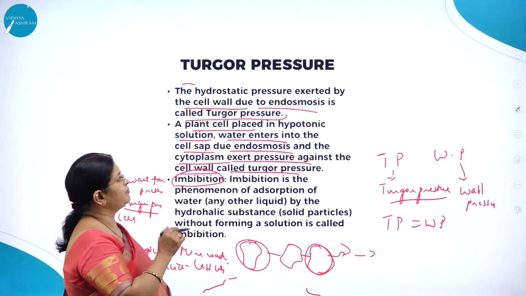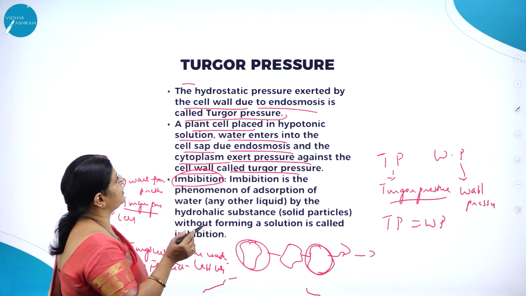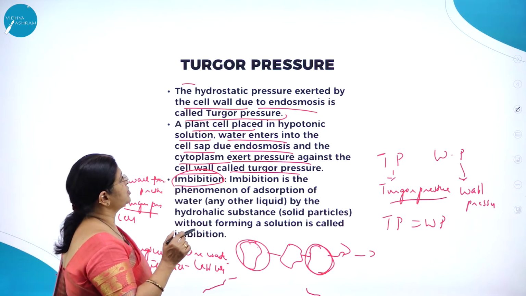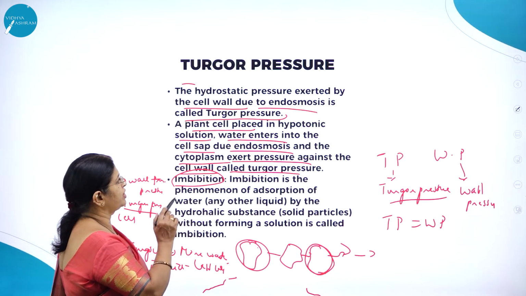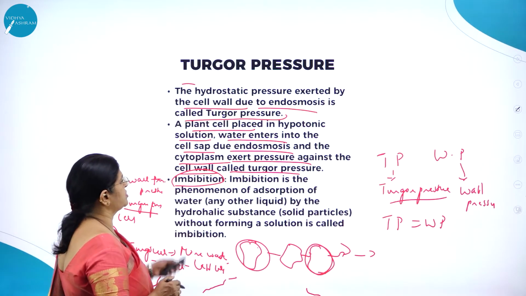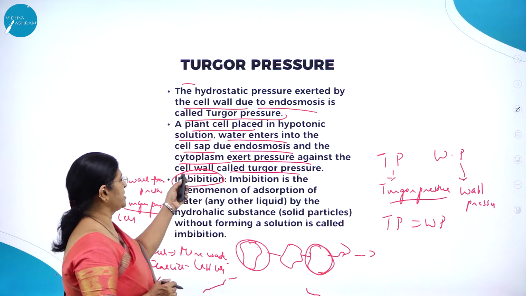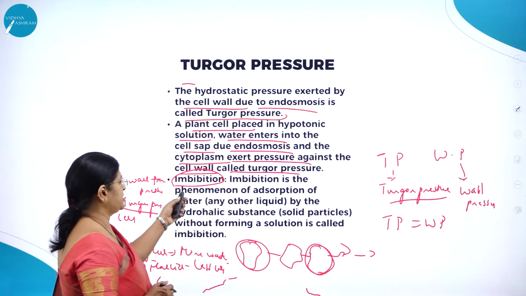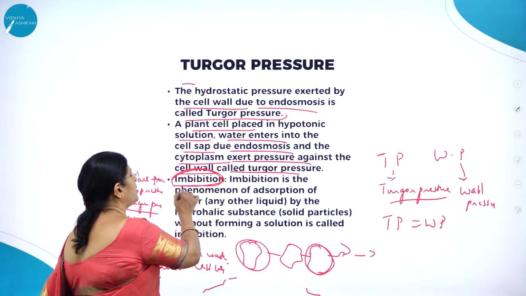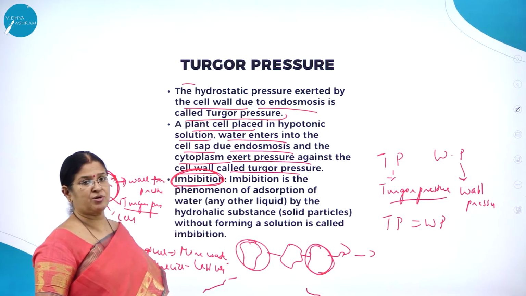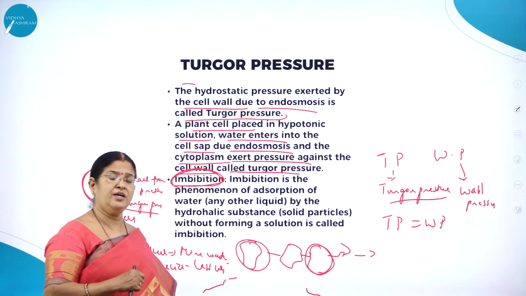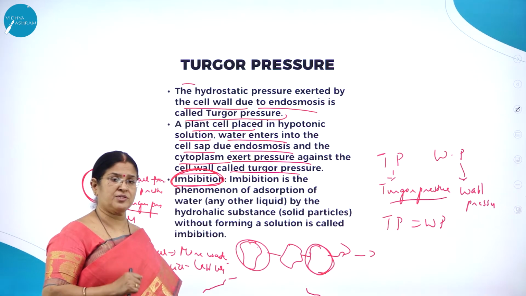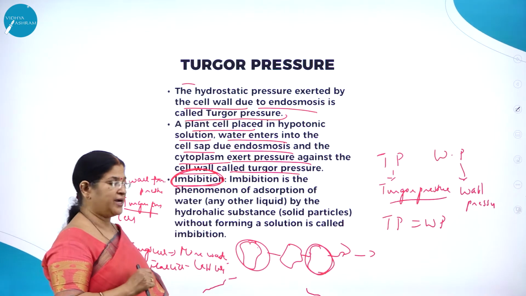So that is how the water moves from one cell to another cell. So what is turgor pressure? The hydrostatic pressure exerted by the cell wall due to endoosmosis is called turgor pressure. A plant cell placed in hypotonic solution, water enters into the cell sap due to endoosmosis, and the cytoplasm exerts pressure against the cell wall called turgor pressure. Imbibition, again a very important physiological process. Diffusion, imbibition, osmosis, all these are very important physiological processes that take place in a plant body.